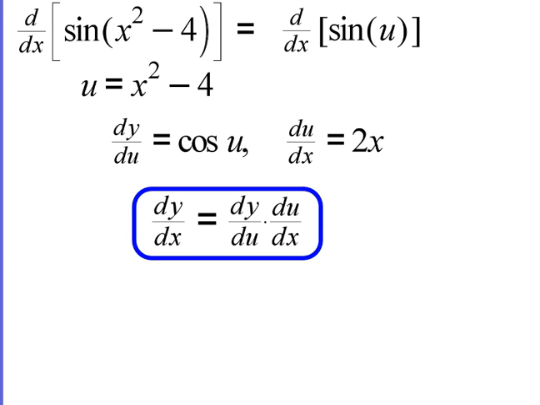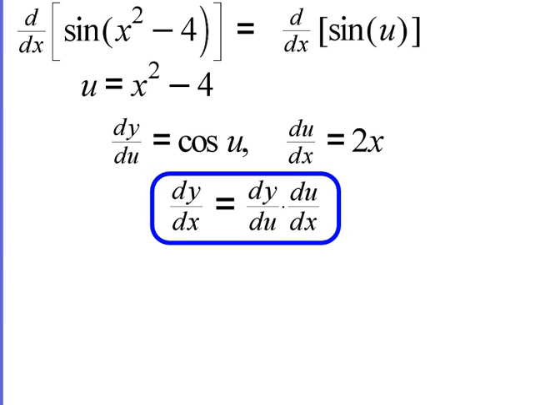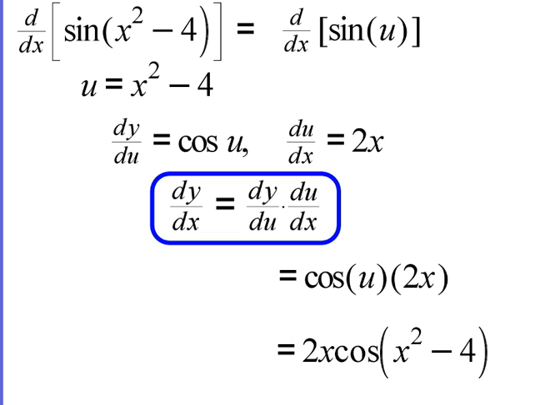So to find our dy dx, we simply use our chain rule: dy dx is equal to dy du times du dx. We have dy du and we have du dx, so we multiply those two together: cosine of u times 2x. But we don't want to leave u here, so we substitute x squared minus 4 back in for u, and we get our derivative of 2x times cosine of the quantity x squared minus 4.